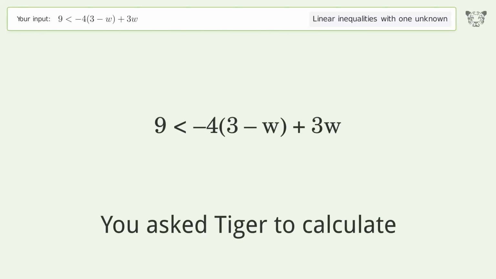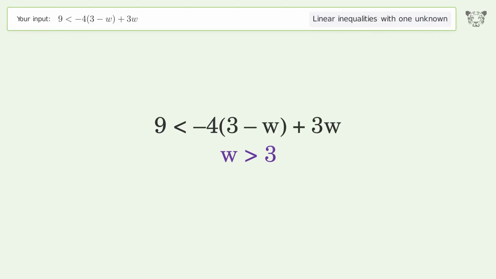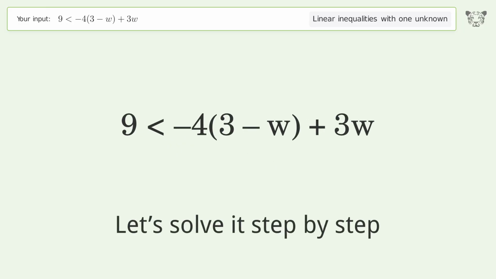You ask Tiger to calculate. This deals with linear inequalities with one unknown. The final result is w greater than 3. Let's solve it step by step.